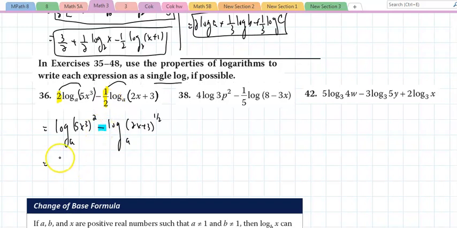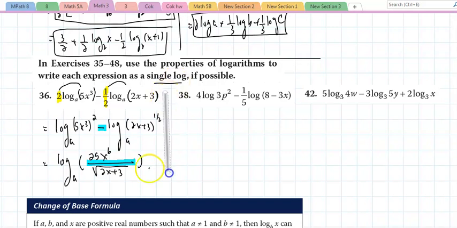Now that there's a 1, I could write that as a single log base a, and the division will be where the minus is. The top is 25x to the 6, and the denominator, isn't that the square root of 2x plus 3? And that takes care of it.